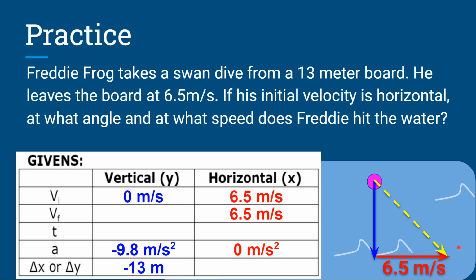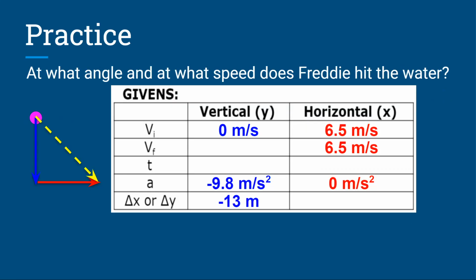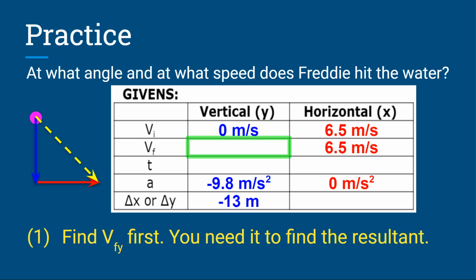Okay, so I have a couple of steps here. I've got to find VF in the y direction so that I can find the speed that he hits the water with. So that's step one. Find VFY. We need it to get the resultant. If I'm looking for my final vertical velocity, I only get to use the vertical data. Ignore that horizontal side of the table entirely. I have VI, A, and delta Y, and I'm looking for VF.